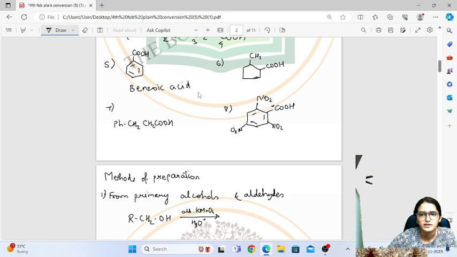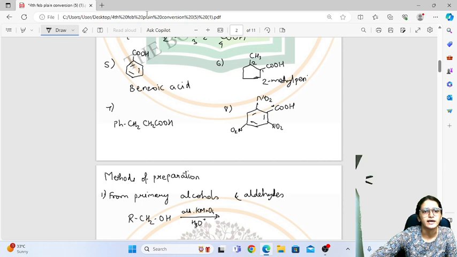When we have this particular group, that is cyclic pentane, that is cyclopentane, then the carboxylic acid will get the first number and the methyl group will get the second number. So it will be 2-methyl, because this is not normal pentane, it is a cyclopentane. So the name will be 2-methyl cyclopentanoic acid.